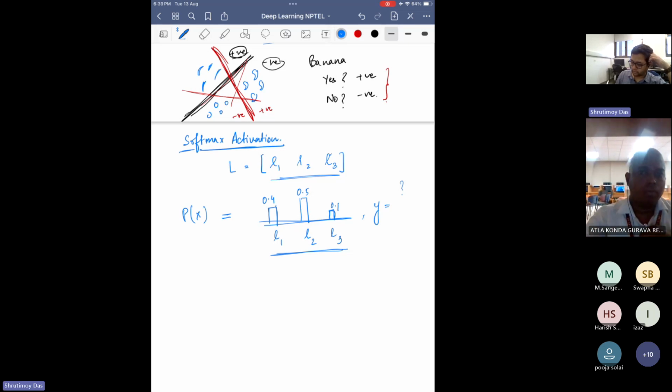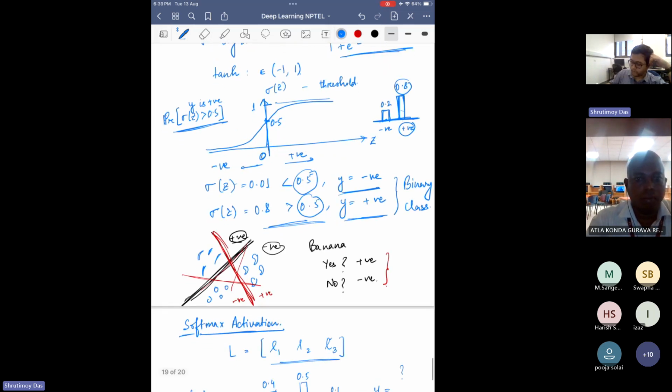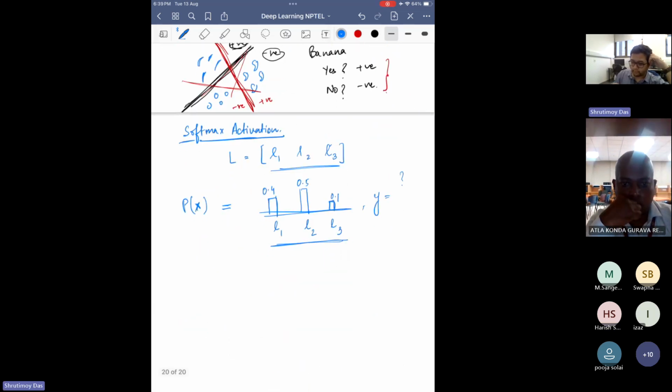Yeah, so is my question clear? I have given you a data point x, and earlier you were saying that we get the probability of that class being positive and negative. Because the probability of the class being positive was 0.8, we say that the class is positive. Now suppose by some function, I say that the probability of x having label L1 is 0.4, probability of it having L2 is 0.5, probability of being L3 is 0.1. So according to you, what should be the prediction for that point x?